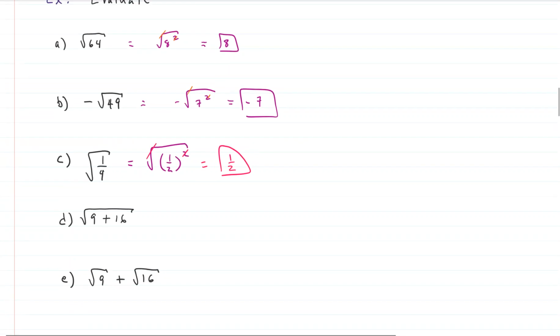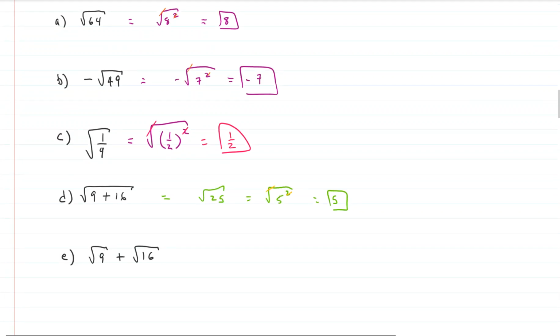How about the next one? What is 9 plus 16? Gives us 25. And we know from our past example that 25 can be written as 5 squared. And that tells us that 5 is the principal square root of 25. Perfect. How about this next one?